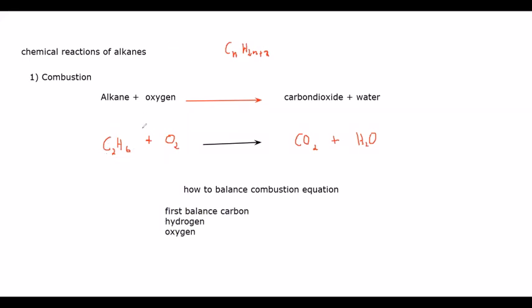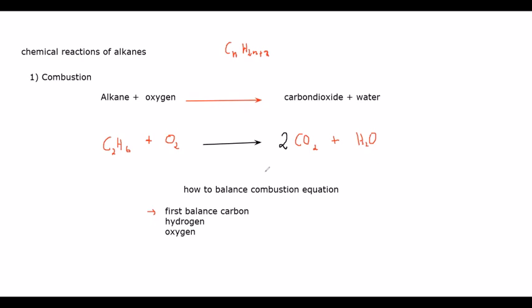How many carbon atoms are there on the left hand side? 2. And how many carbon atoms on the right hand side? 1. So first, I told you for a combustion equation, we balance carbon first. On the left hand side, we have 2 carbon, so on the right hand side, we should also have 2 carbon. That's why I put 2. So when I put 2 before the carbon dioxide, now carbon is balanced. Is it clear? The first thing, we start balancing the combustion equation with carbon.